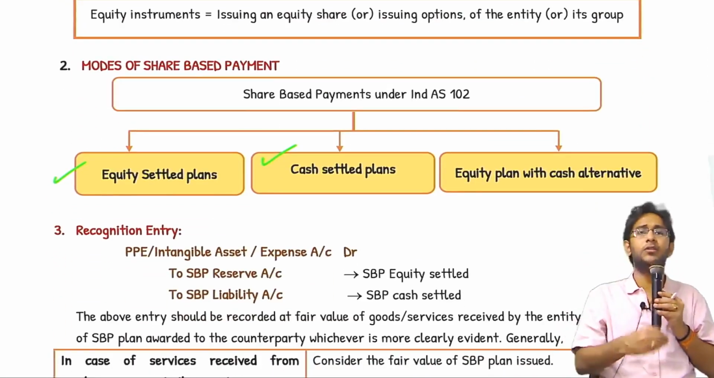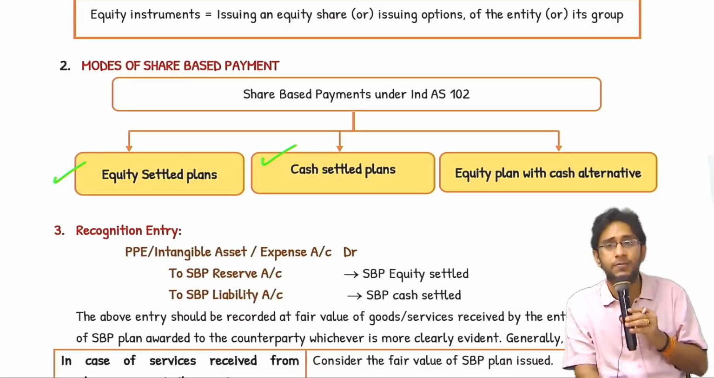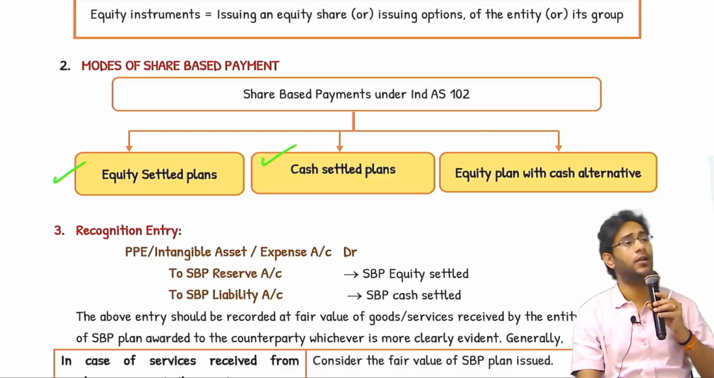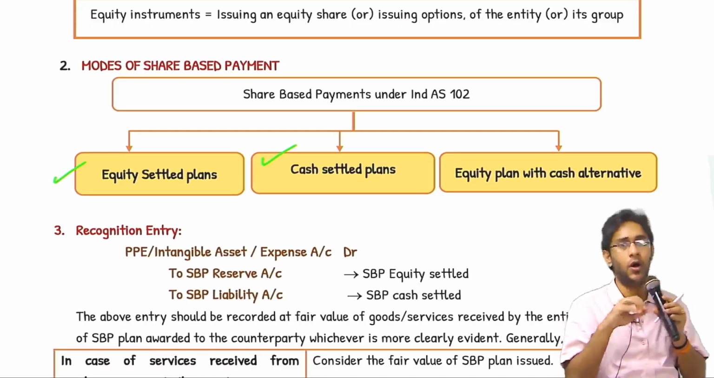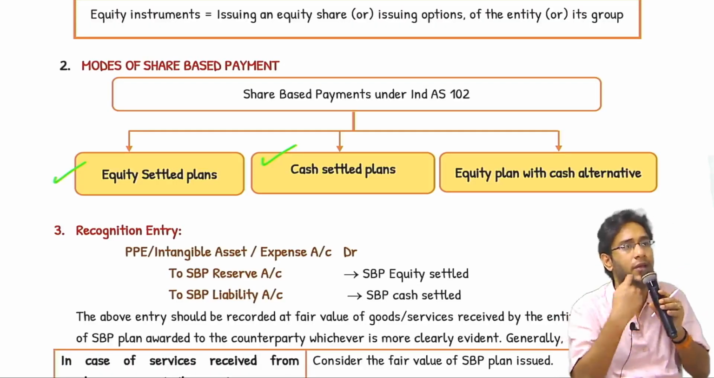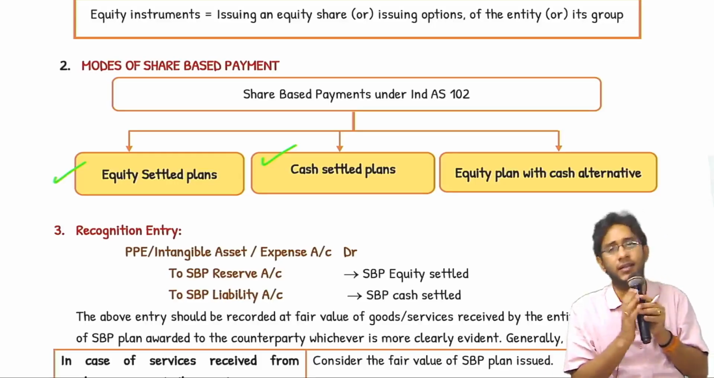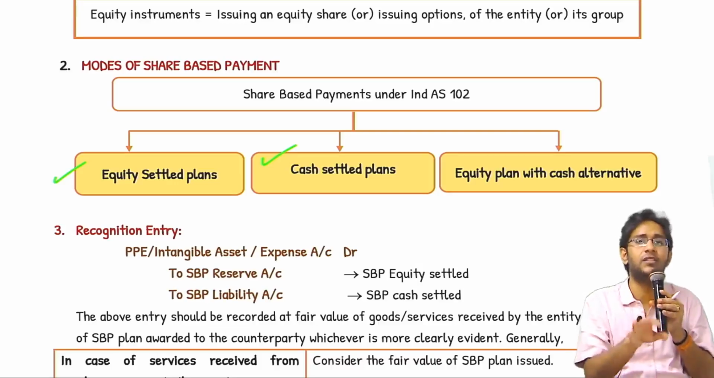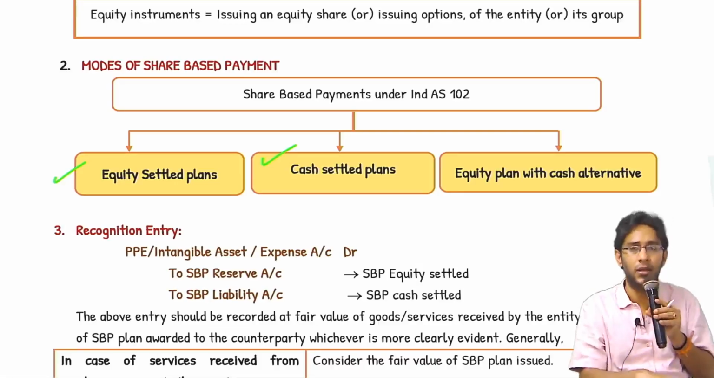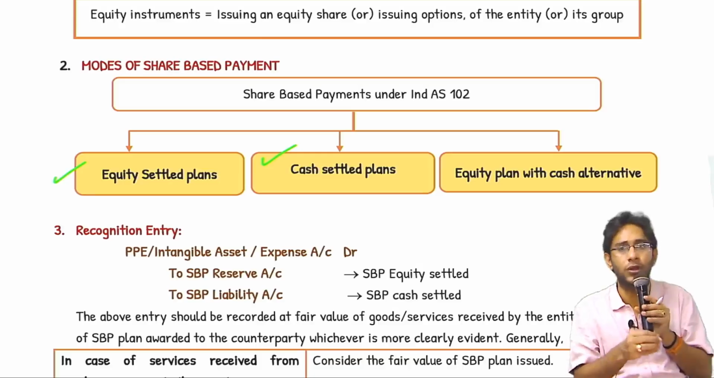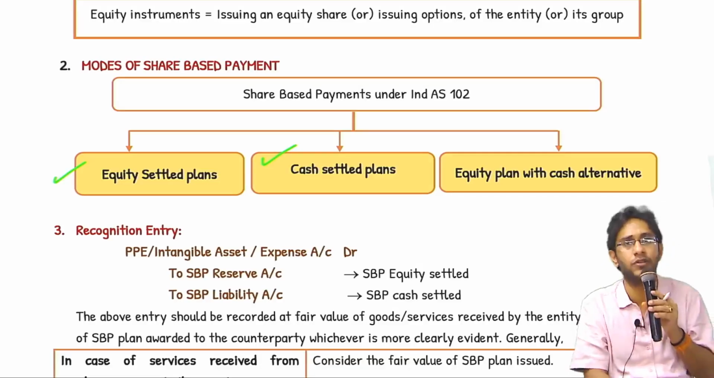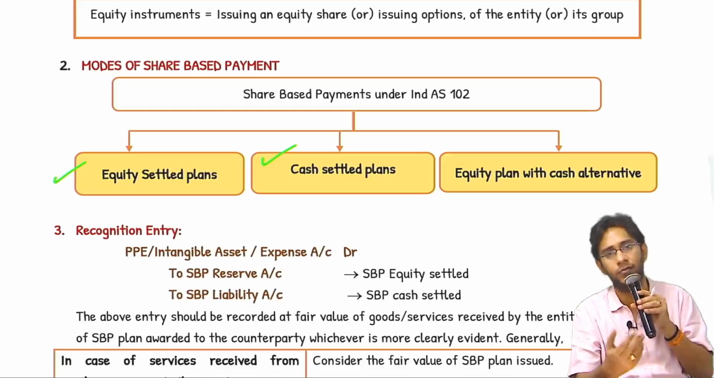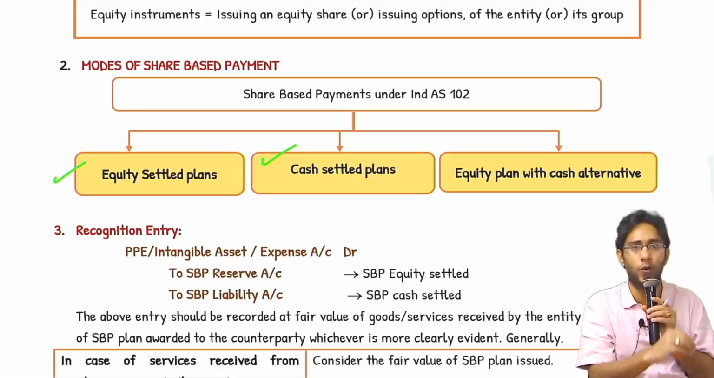Next, based on the discussion we just did, share-based payments are of three types. One is equity settled. Equity settled means the ultimate end result is our entity or our group will end up giving equity shares to the counterparty. Two, cash settled plans, where the company or our group will pay cash, and that cash is based on the value of shares. Number three, a mix of these two, equity with cash alternative. That means we will give a choice to the employee. If he wants cash, we will pay him cash. If he wants shares, we will give him shares. So these three plans are broadly accounted for in the standard.